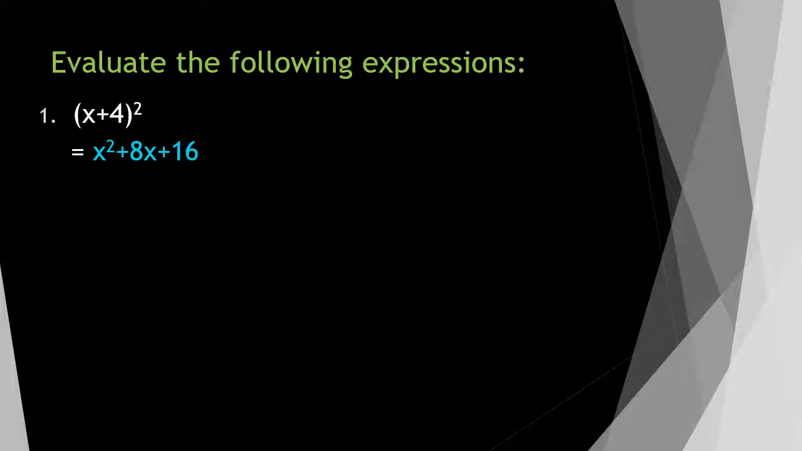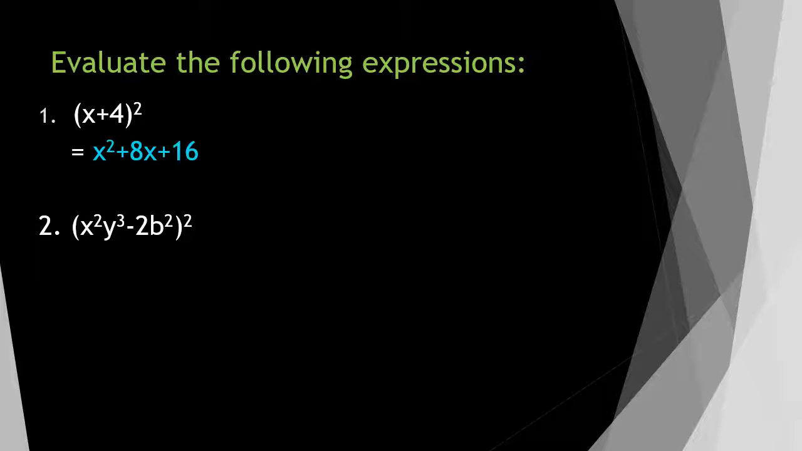Example number 1, we have quantity x plus 4 raised to the power of 2, or quantity squared. It is just simply equal to x squared plus 8x plus 16. Why? Because we square the first term, which is x. Now we have x squared plus twice the product of the two terms, which is 4 and x. So we have 8x. And lastly, plus the square of the last term, which is 4. That is why we have positive 16.